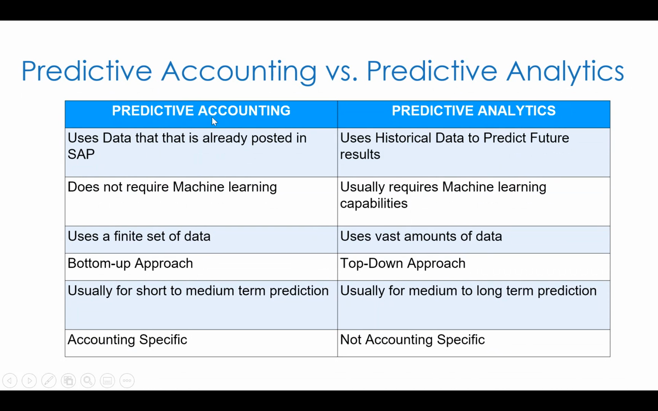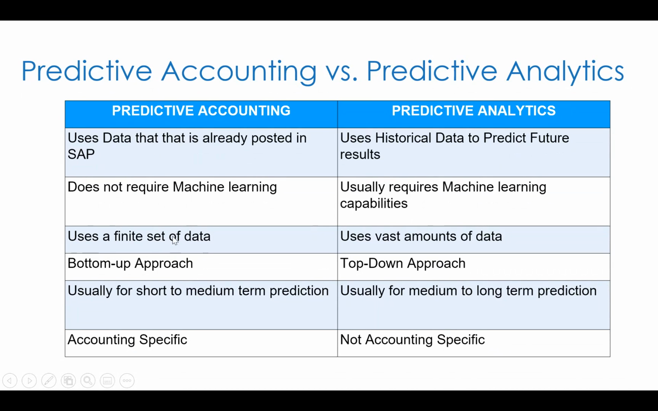So predictive accounting uses data that's already posted in the system. So this webinar is about predictive accounting. Predictive analytics uses typically historical data, sometimes even external data, to predict future results. It's not necessarily data that has been posted in the system. It could be something else. It could be historical, it could be trend, it could be series, things like that. Predictive accounting does not normally require machine learning, while predictive analytics usually requires machine learning capabilities.